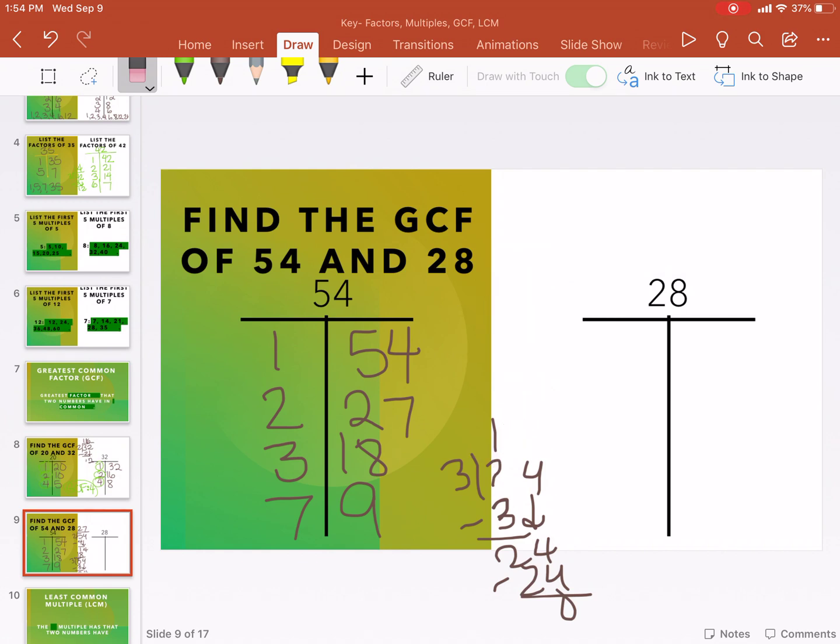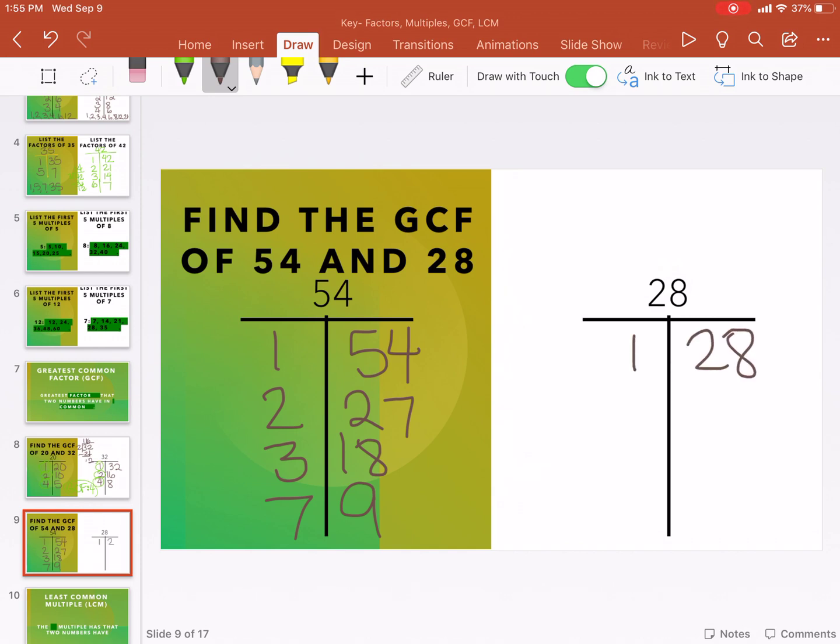Okay, I'm going to erase my work in the middle. Okay, here we go. 1 and 28, 2 and 14. Will 3 work? Nope. 4 will. We just found that on the last one. 4 times 8 was 32, so 4 times 7. 4 times 5 was 20, 4 times 6 is 24, 4 times 7 is 28. Okay, 5 won't work, 6 won't work.